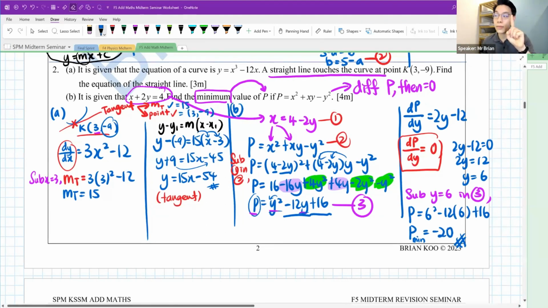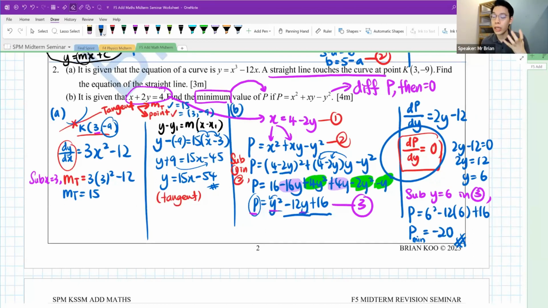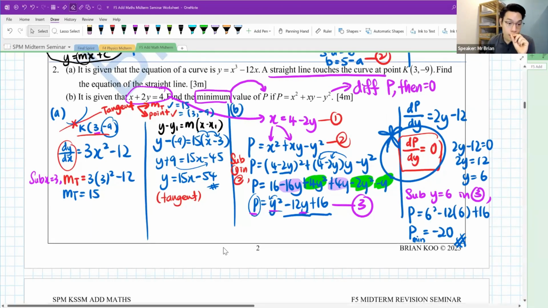So one keyword has led me to know that I need to do this. From my knowledge of differentiation, I know I cannot differentiate too many things. I cannot differentiate P like that. So I substitute first, so that everything has no more x, only y left. Then only I start to do my dP/dy and so on. This step, I didn't lie to you, is confirmed, just by looking at that one keyword. Okay, shall we move on?